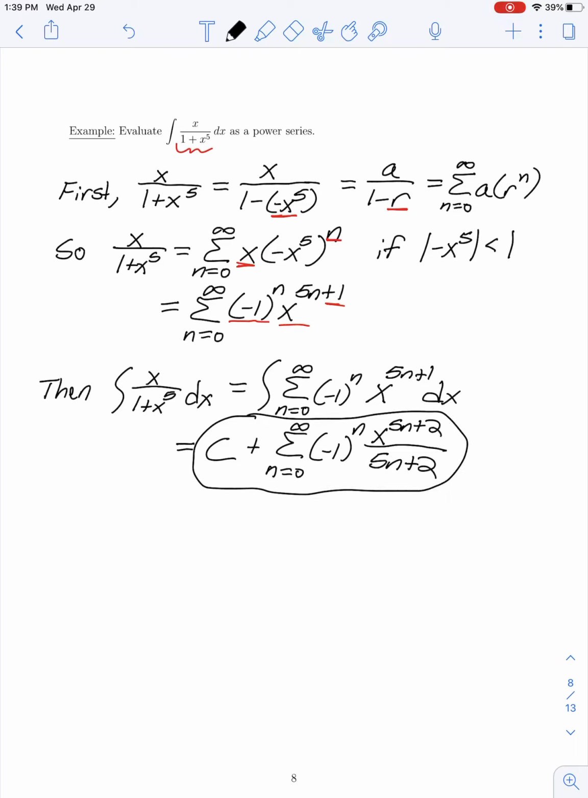So we have the following expression for the antiderivative of this function in terms of a power series. So we don't know what the function is as a simple function of x, but we can express this antiderivative in terms of a power series centered at 0.